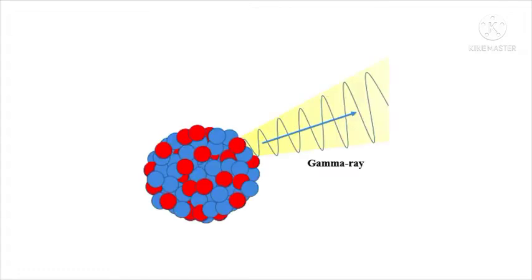Gamma rays. Gamma rays have the smallest wavelengths and the most energy of any wave in the electromagnetic spectrum. They are produced by the hottest and most energetic objects in the universe, such as neutron stars and pulsars, supernova explosions, and regions around black holes.